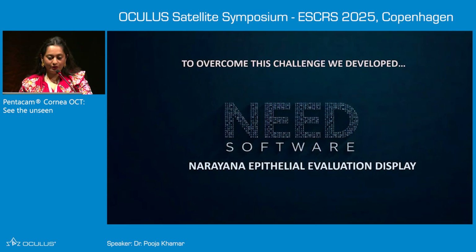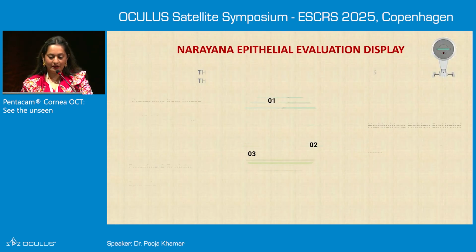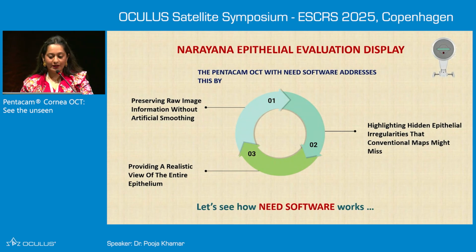So how do we go about it? To overcome this, that's why we developed the software. The software addresses this by preserving the raw image information without artificial smoothing. It starts by highlighting hidden epithelial irregularities that conventional maps might miss, and then it provides a realistic view of the entire epithelium. So let's see how it works.